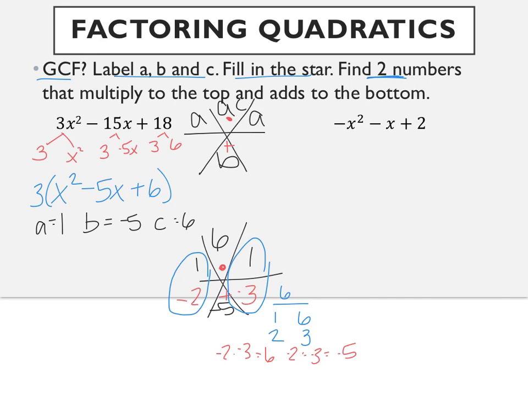So to write my answers, I have 3 times, remember that came from the greatest common factor. Now to write my factors, the number on top goes in front of x, and the number on bottom is added or subtracted to x. And then again, the number on top is in front of x, number on bottom added or subtracted to x. So my answer, or what I would have multiplied together to get that quadratic, is 3 parentheses 1x minus 2, 1x minus 3.